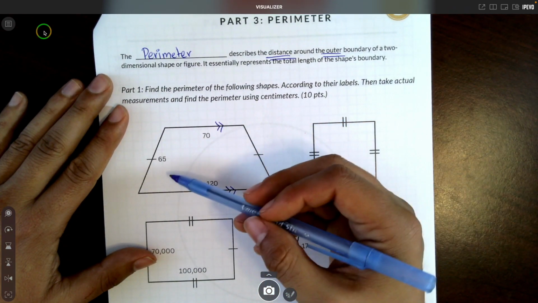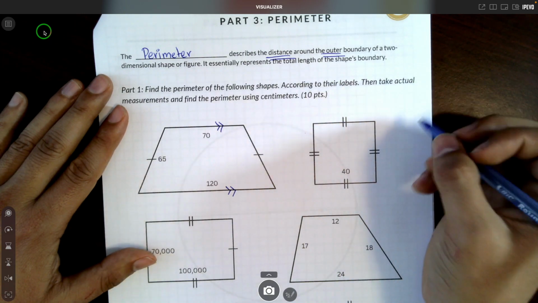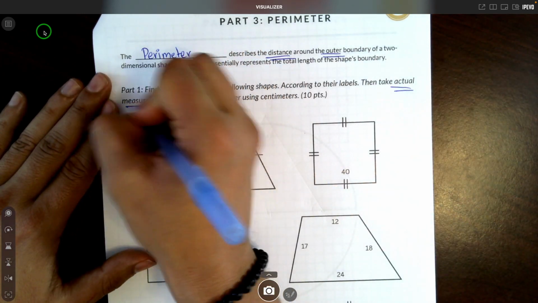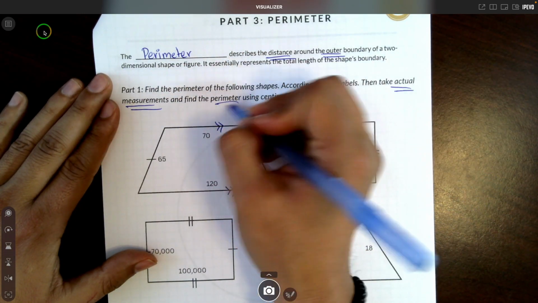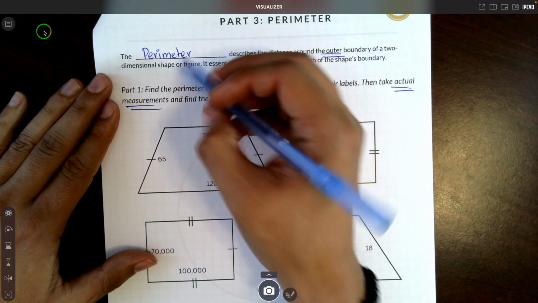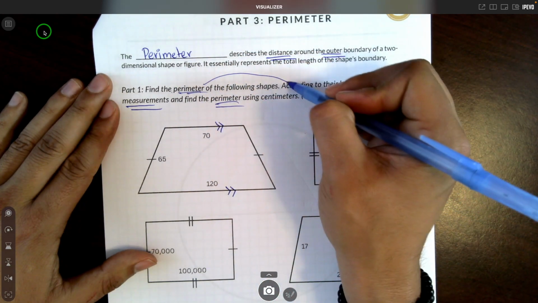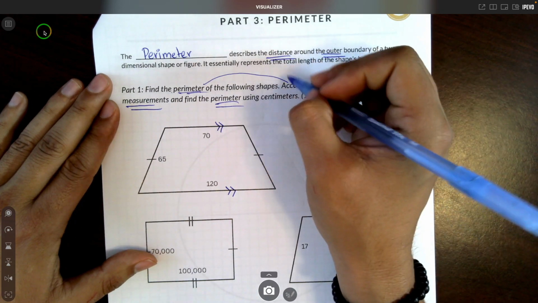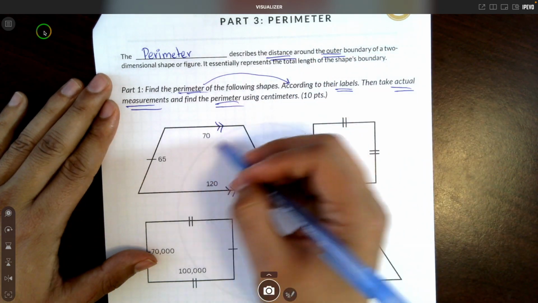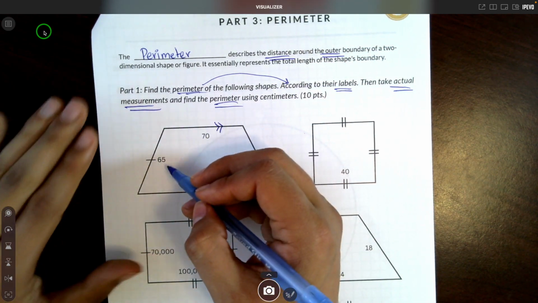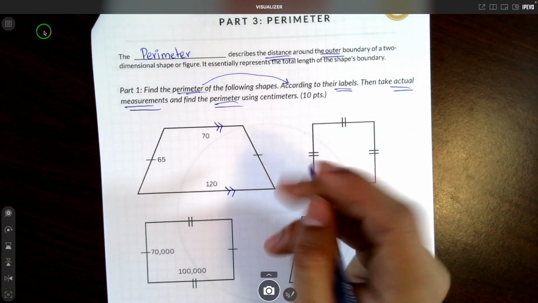We want to do two things. We want to take the actual measurements to find the perimeter, and then we also want to find the perimeter according to their labels. So I labeled this at 70, 120, 65. It doesn't mean anything. I just made up some numbers.